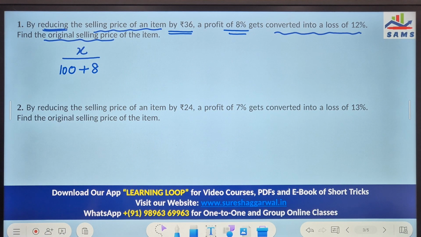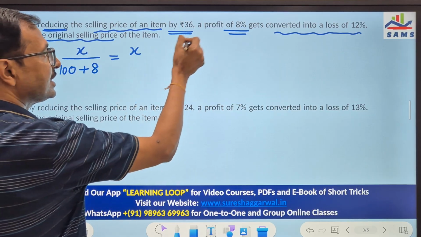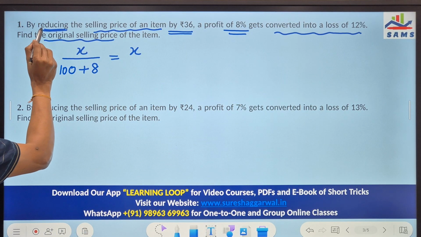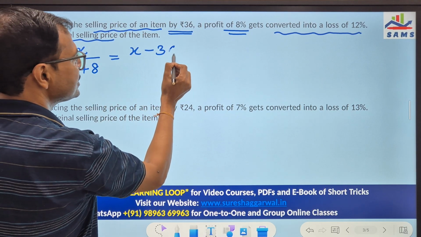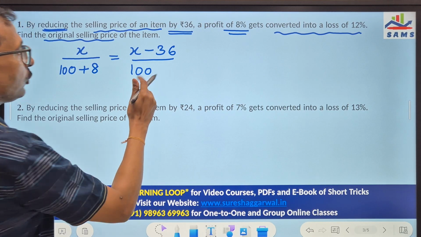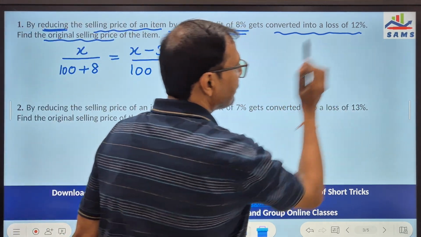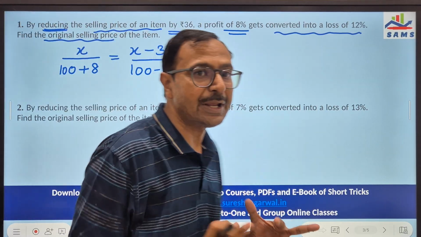So plus 8, that is 8%, means you have to write it as 8 only, and then is equal to X. Now this 36 rupees is the reduction, reducing the selling price. So minus 36. See, I have taken the negative sign here, and then again 100, and what happens finally is loss of 12%. So minus 12. See how quickly we can actually apply that.